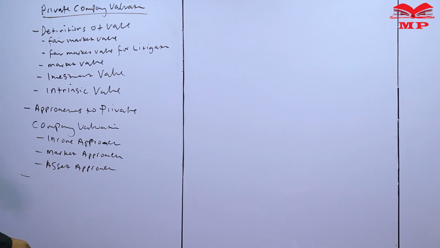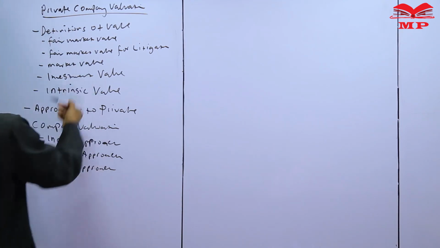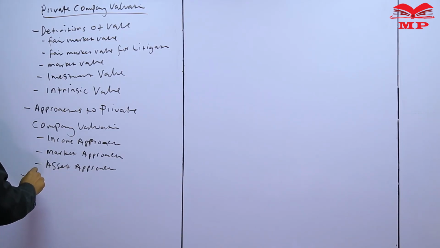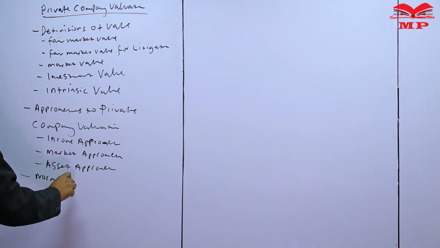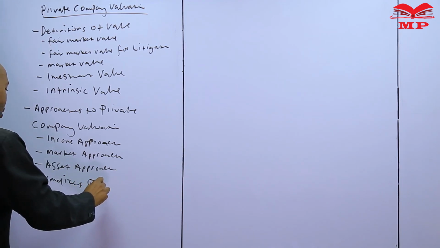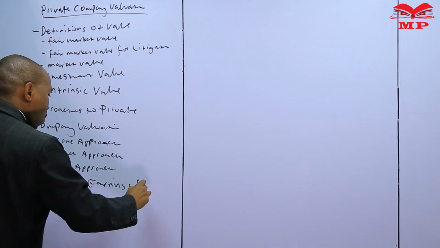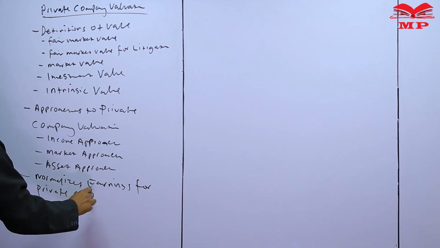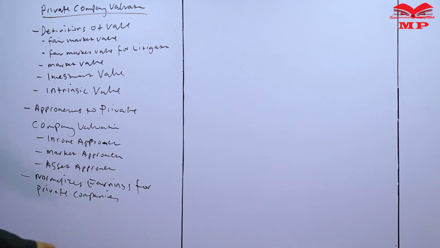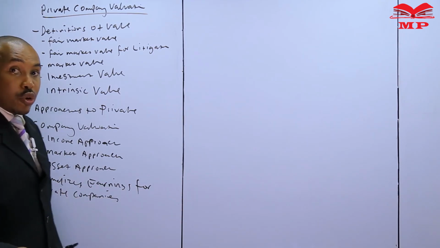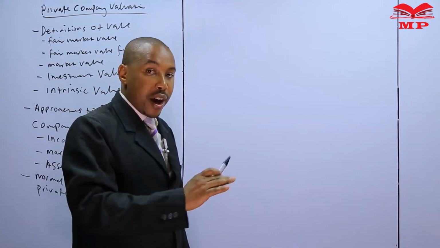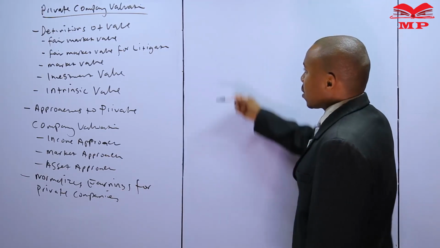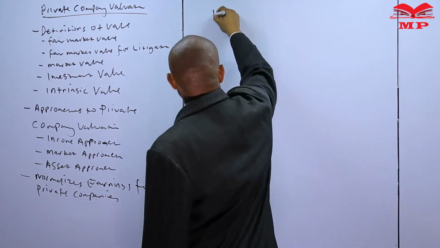Once we have looked at these three approaches, we'll look at how we can normalize the earnings for private companies. We are going to see how to adjust the components of the earnings based on cyclicality. So without further ado, let's begin by looking at the definitions of value.